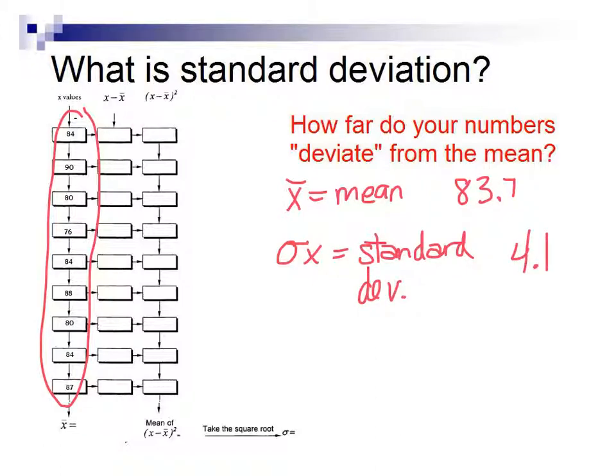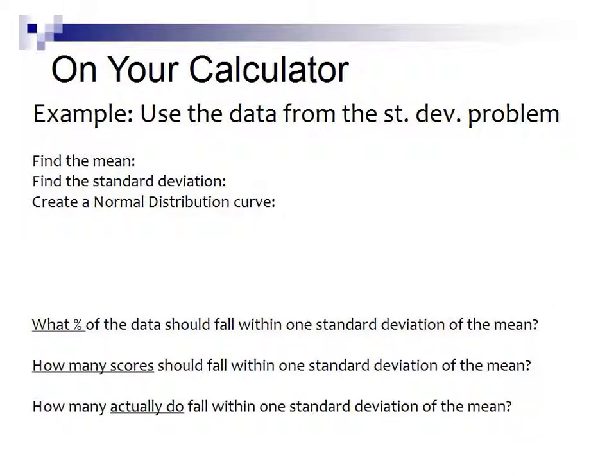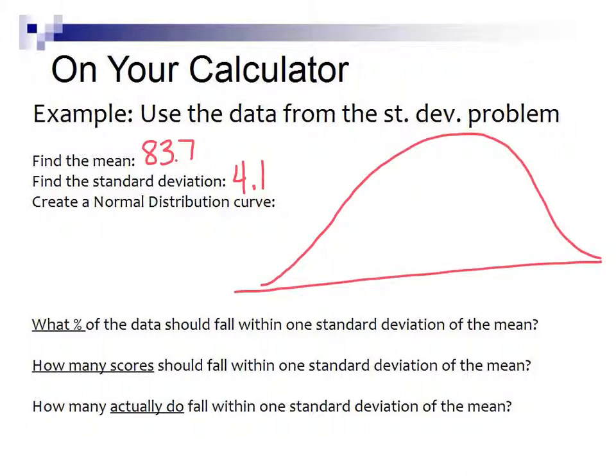All right, so then what I would like you to do is take those numbers and do a standard deviation problem where you're drawing the normal distribution curve. We already have the mean. We can fill this in. We know it's 83.7. We know the standard deviation is 4.1. I want you to draw out your normal distribution curve, put in these numbers, the mean, go up and down by your standard deviation, and build this. And then I want you to answer these 3 questions.